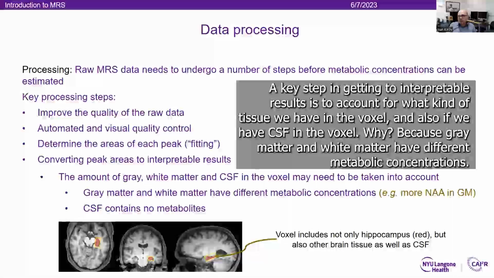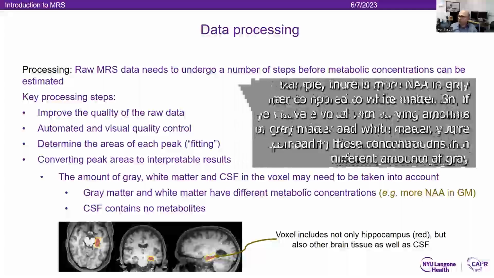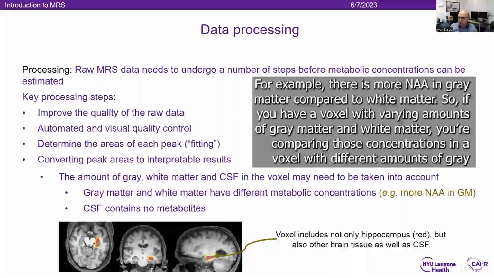A key step in getting to interpretable results is to account for what kind of tissue we have in the voxel, and also whether we have CSF in the voxel. Why? Because gray matter and white matter have different metabolic concentrations. For example, there is more NAA in gray matter compared to white matter. So if you have a voxel with varying amounts of gray matter and white matter, and you're comparing those concentrations to a voxel with different amounts of gray matter and white matter, the comparison is not fair.